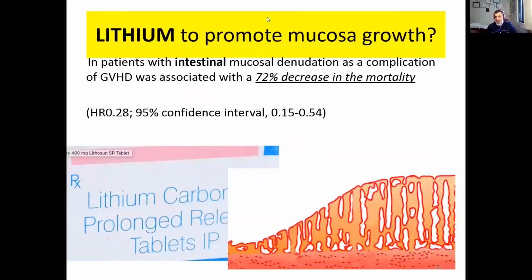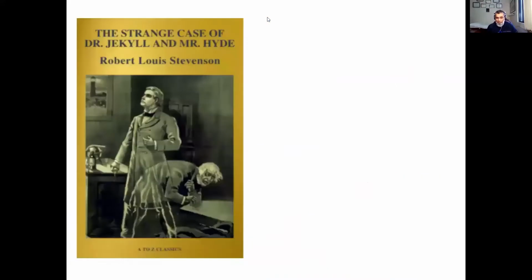People have tried lithium. This is unpublished data from Fred Hutch, and they've shown mucosal growth with lithium and there is denudation, but it still remains experimental work.